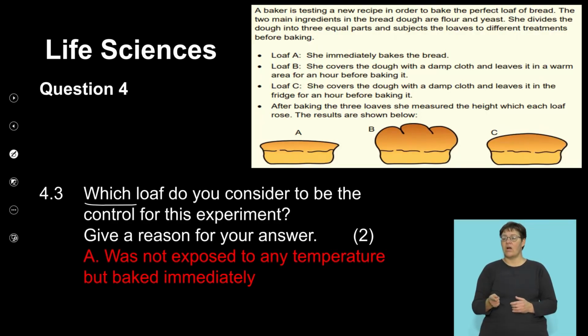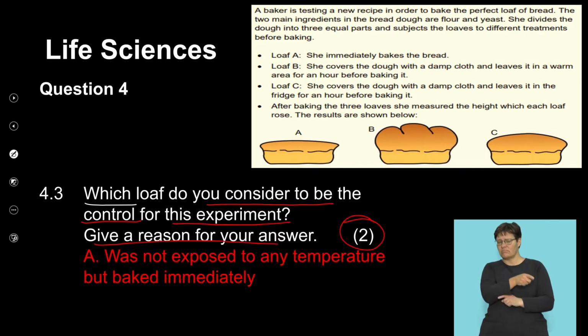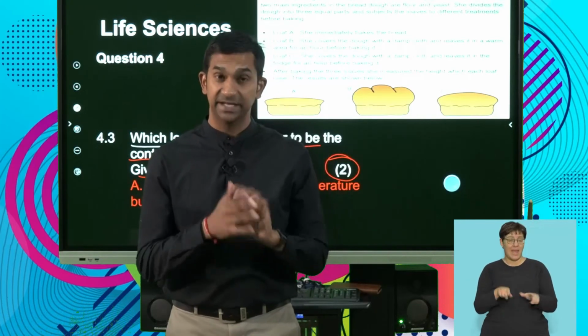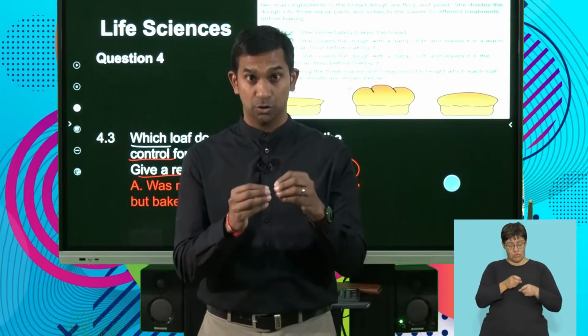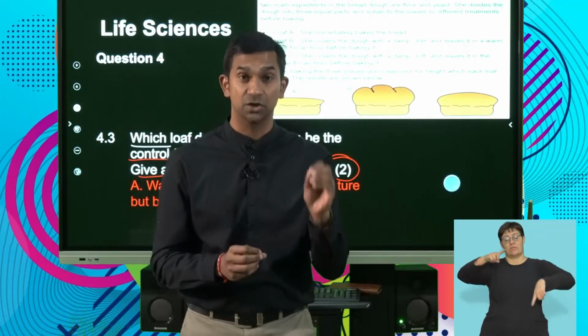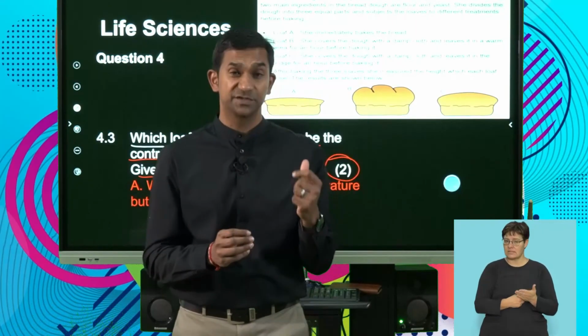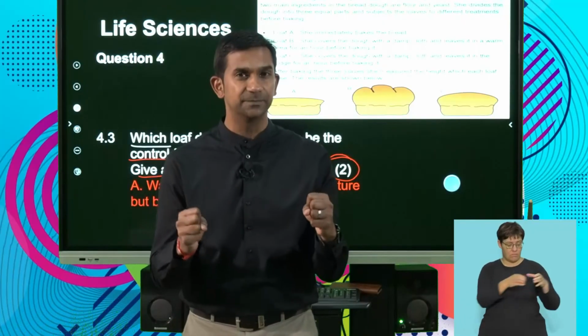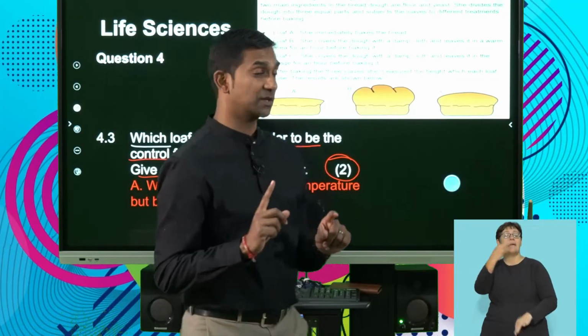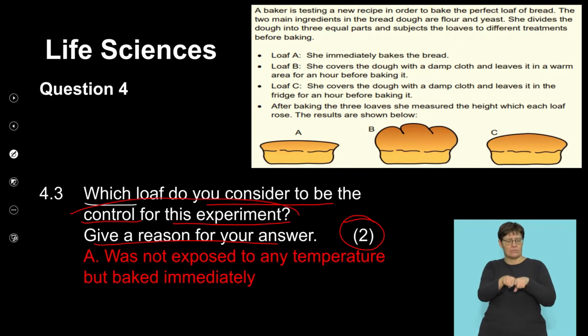Which loaf do you consider to be the control for this experiment? Give a reason for your answer, and that's a 2-mark question. Guys, it's important that at this point we reflect on the difference between the control and a control variable. In any experiment, we have variables that we keep controlled, which all the test samples are subjected to, and that we refer to as a control variable. As you've just seen, we spoke about the dough being divided equally, so the amount of dough was equal, and that's a control variable. However, this question requires us to analyze what was the control for this experiment.